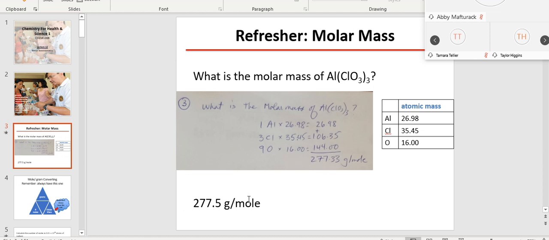But you're going to choose A, B, C, or D, and let's say you get this answer, 277.33, you'll be able to tell the correct answer. There's not going to be another answer out there. There's only going to be one answer that's logical to choose.